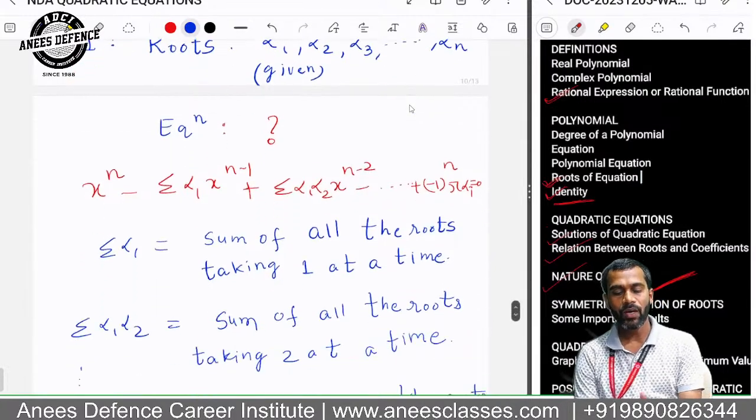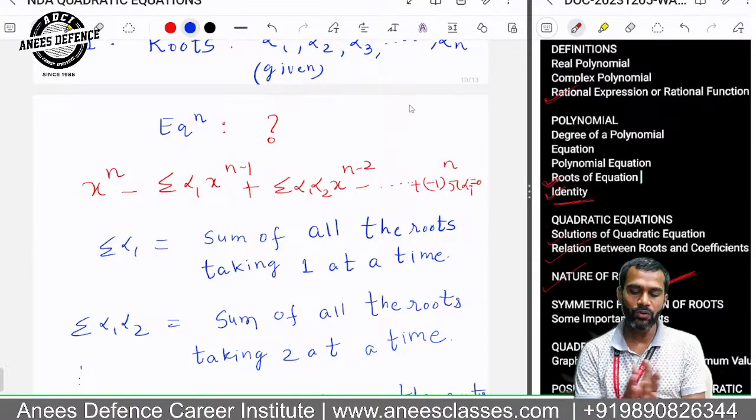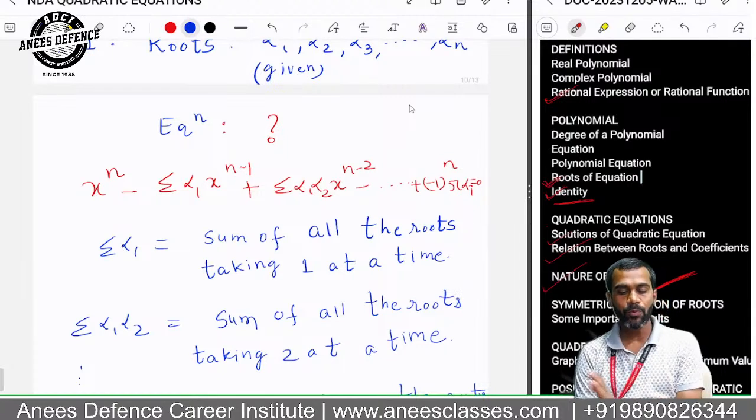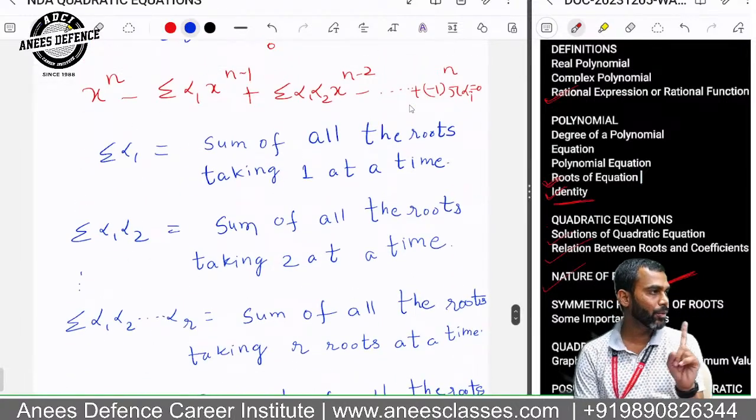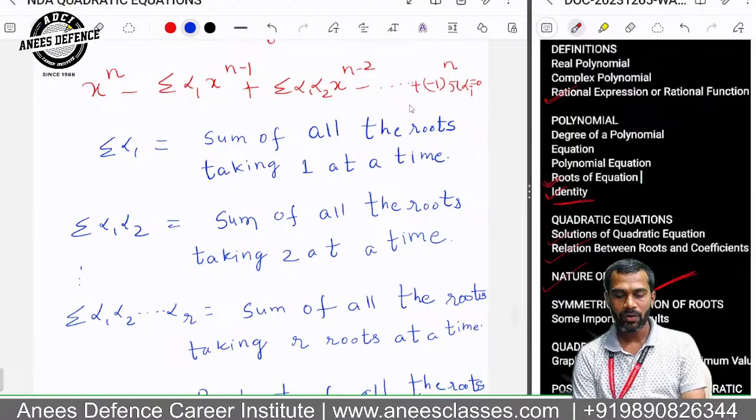Yes or no? So now we have x raised to n minus summation alpha 1 x raised to n minus 1. So we need to keep decreasing the power starting with n, and then we have to put alternate plus minus signs starting with a positive sign. The first coefficient would be 1. What is summation alpha 1? Sum of all the roots taking 1 at a time.